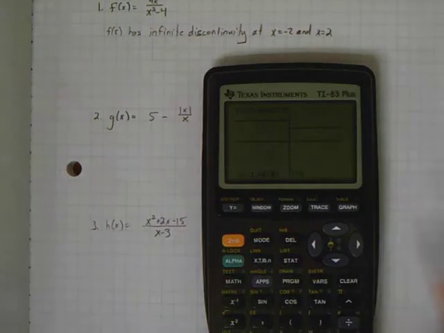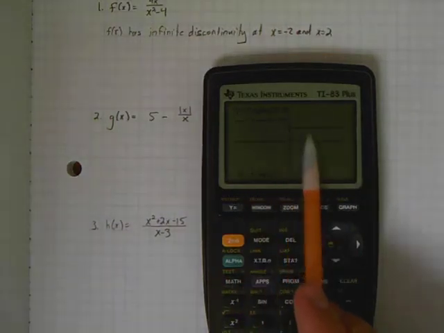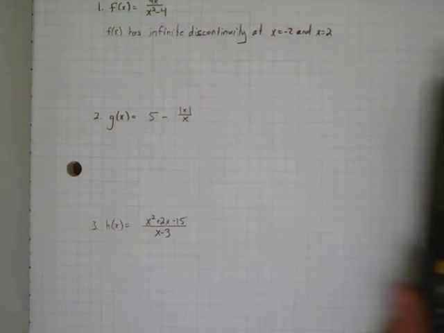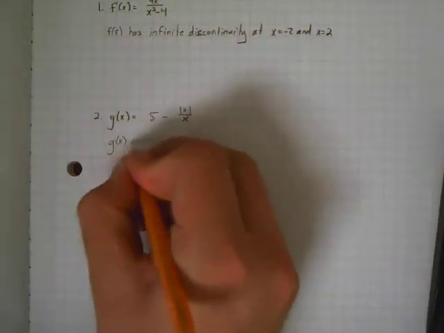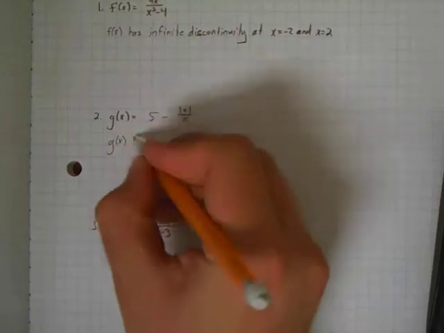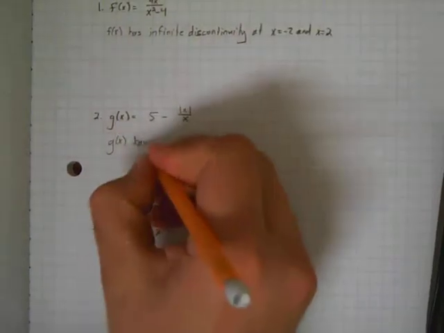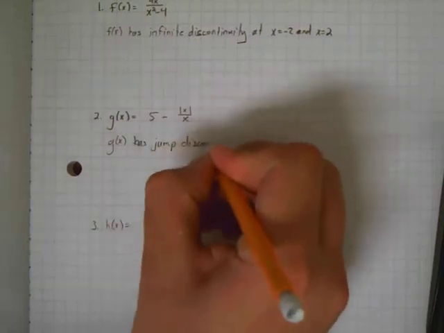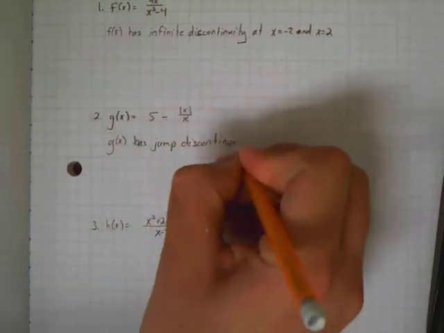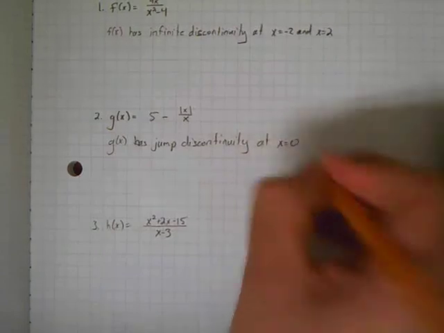And the type we have here is jump discontinuity. We're going along, and all of a sudden we jump down to a different value, and then we have a new function. So this function here, g of x, has jump discontinuity at x equals 0.